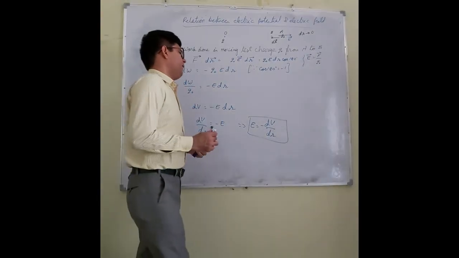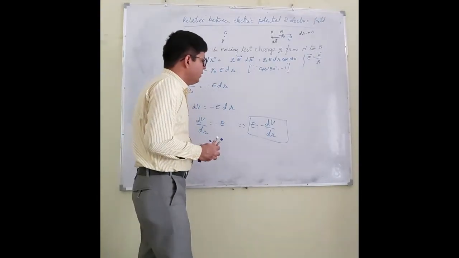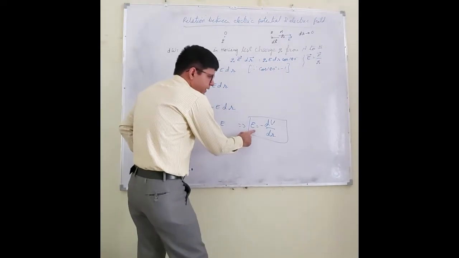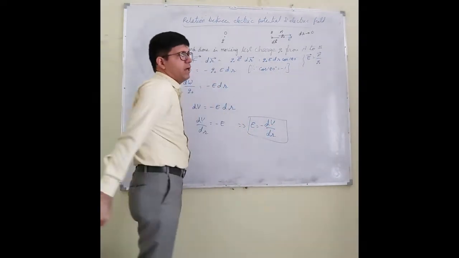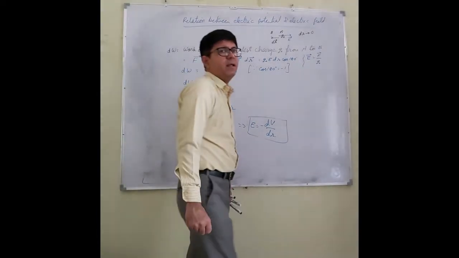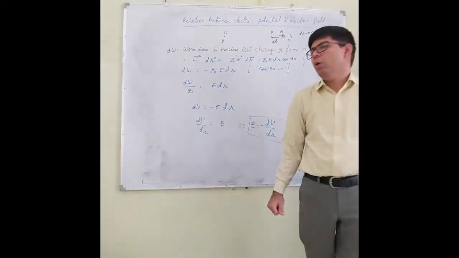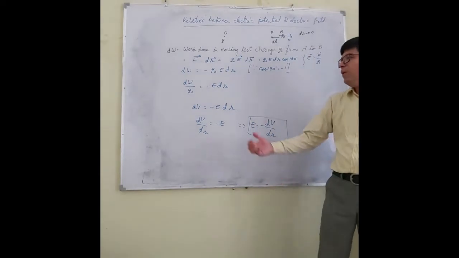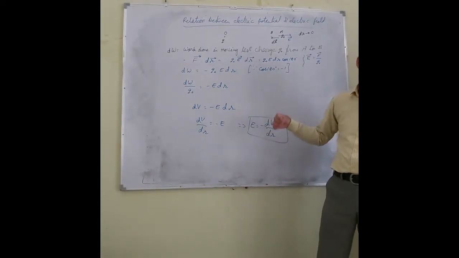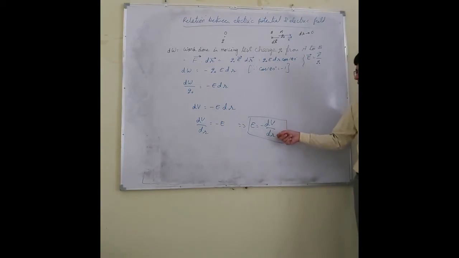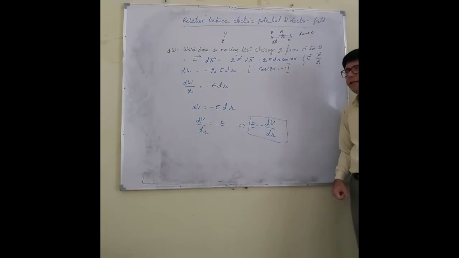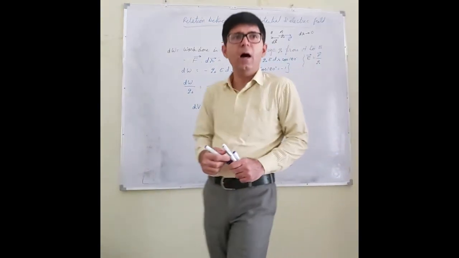What does it show? It shows that electric field is equal to the negative of potential gradient. What is the gradient? In 11th standard I also told you, gradient means when a physical quantity varies with the distance. Here potential is varying with the distance, so I have written it as minus dV by dr.